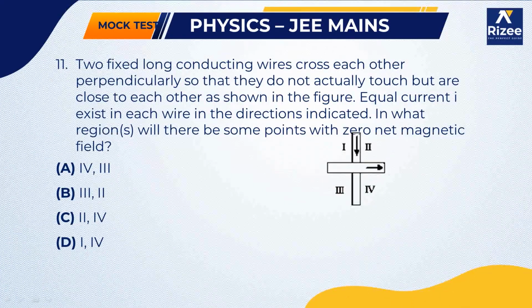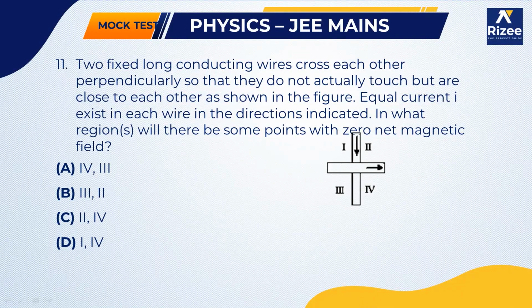Okay, now we'll be discussing the 11th question. In the 11th question, he is explaining that two fixed long conducting wires cross each other perpendicularly so that they do not actually touch but are close to each other, as shown in the figure.